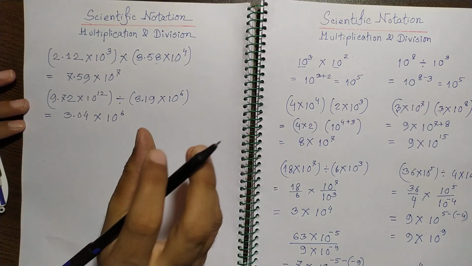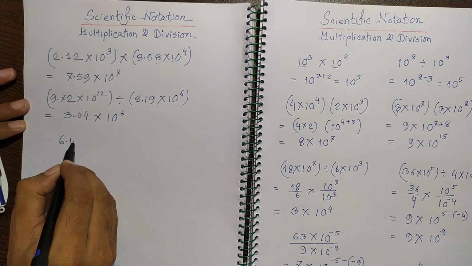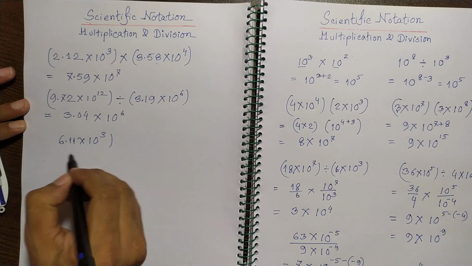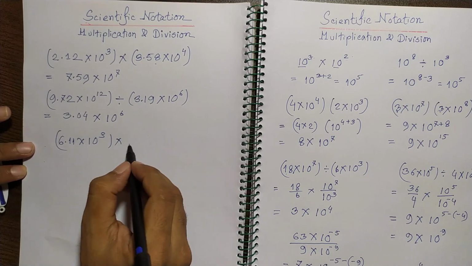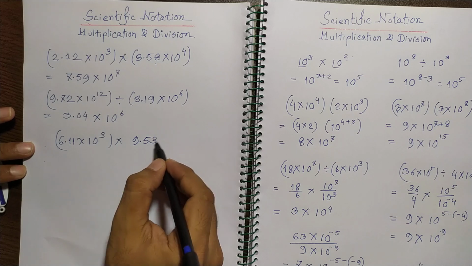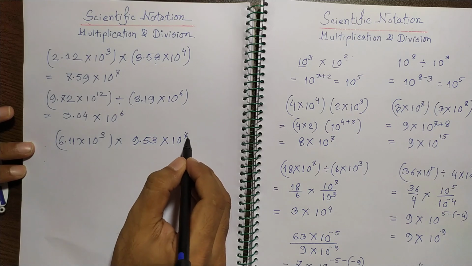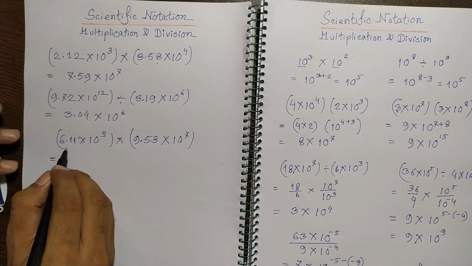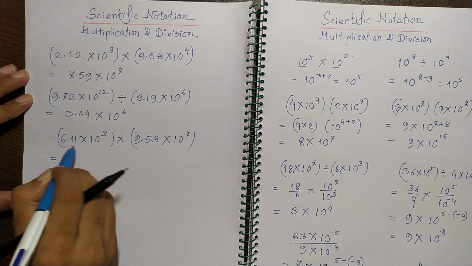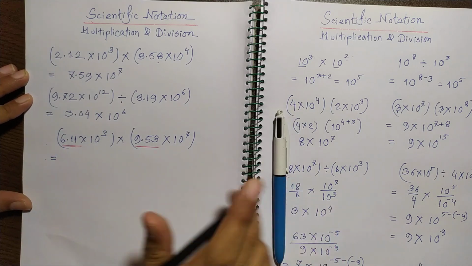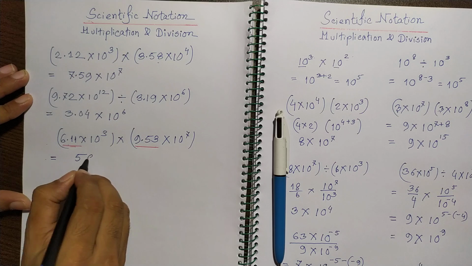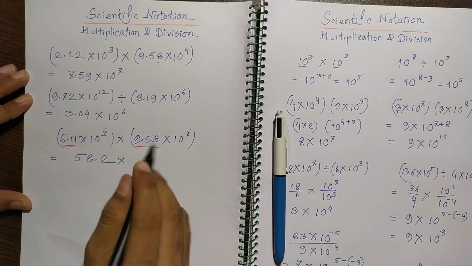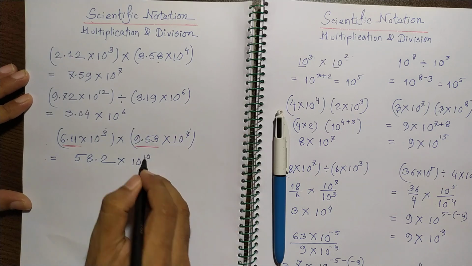Now if you see some sort of thing like 6.11 times 10 to the power 3, if I'm multiplying by 9.53 times 10 to the power 7, what would be the result? Now you think that if you multiply 6.11 by 9.53, the result would be 58.2, and then this 3 and 7 would be added, so that would be 10 to the power 10.